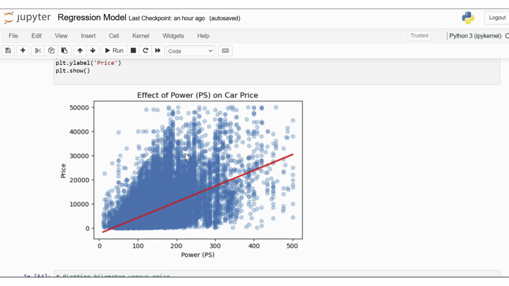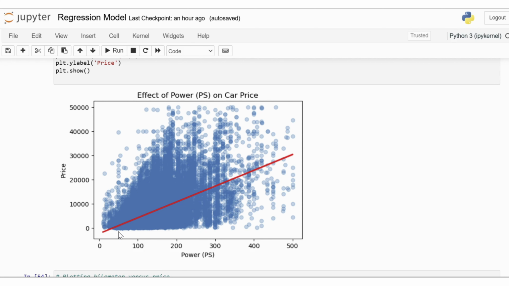There are points where cars with high power have very high prices, indicating that these might be luxury or high-performance vehicles. Some cars with relatively high power still have lower prices, which could be due to factors like age, condition, or brand. So, the plot shows that as the power of cars increases, their price tends to increase.